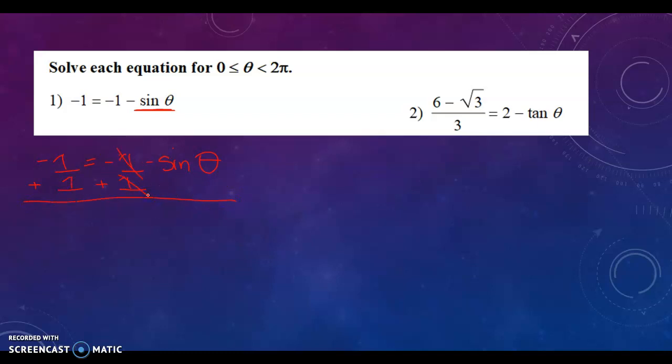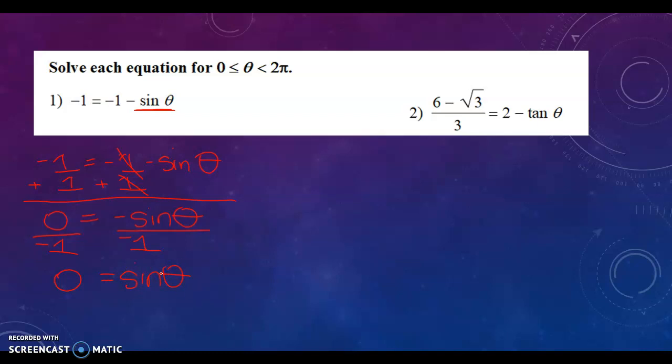Right? Those cancel each other out, give us 0. And then over here, -1 plus 1 also gives us 0. So I have 0 equals negative sine of theta. I can always get rid of a negative by dividing out a -1 on both sides. Well, 0 divided by -1 is still 0, so I have 0 equals sine of theta.